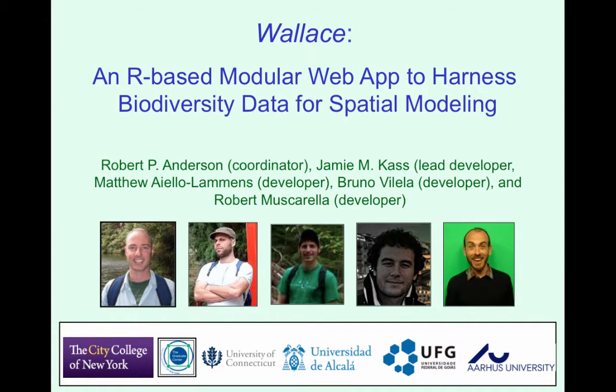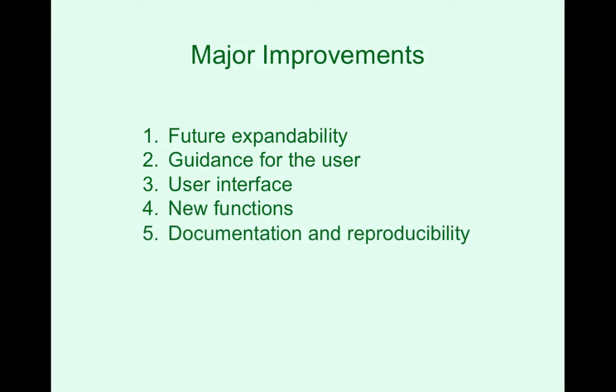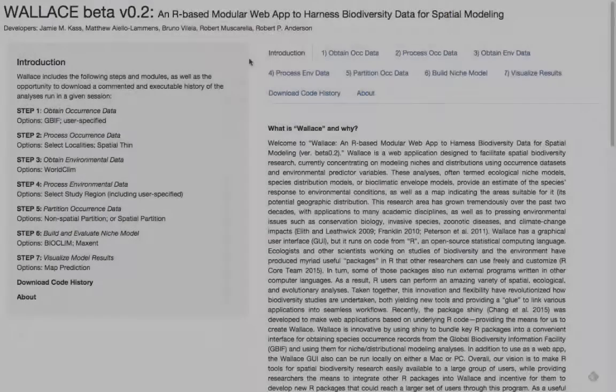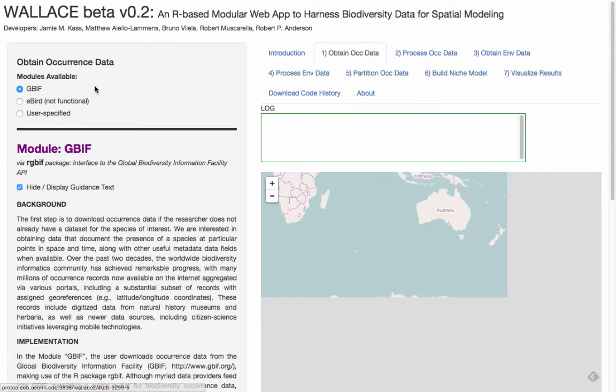For round 2 of the Nielsen Challenge, we have made a lot of exciting updates to Wallace. Using the judges' suggestions, we have made major improvements regarding future expandability, guidance for the user interface, new functions, and documentation and reproducibility. First, thinking towards future expandability, we have redesigned each step into a series of discrete modules. This should make it easier for other researchers to integrate new R packages into Wallace.